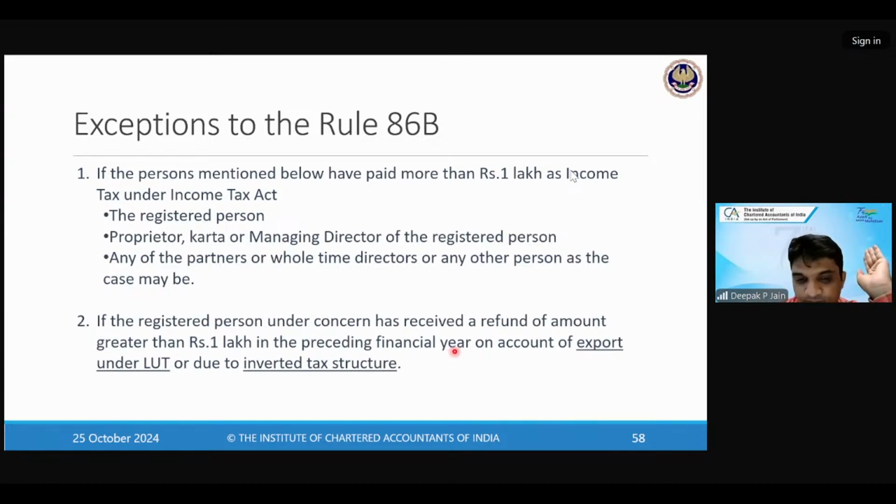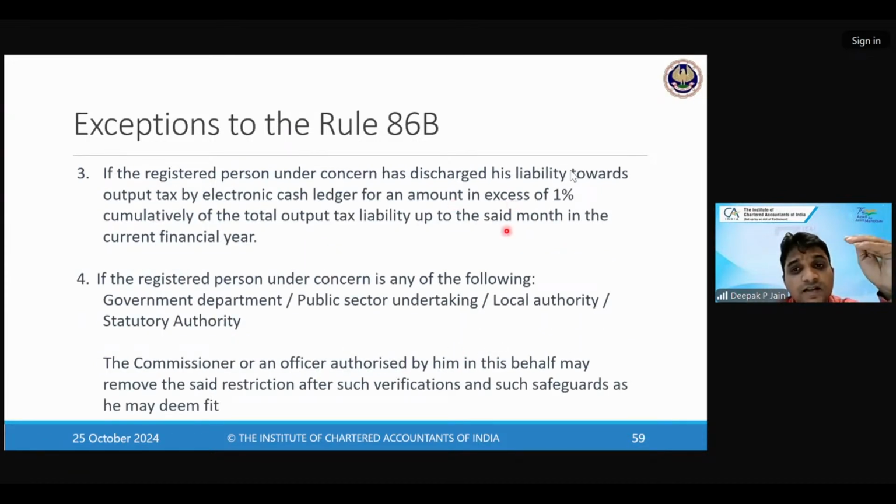Then they're saying that if the registered person has discharged output tax liability in cash of more than 1% in any month, meaning this month you have utilized credit, but in any previous months you have paid more than 1% in cash, then also it's fine. And if you're a government department, public sector, or local authority, and the commissioner or an officer has authorized it, then this restriction can be removed.